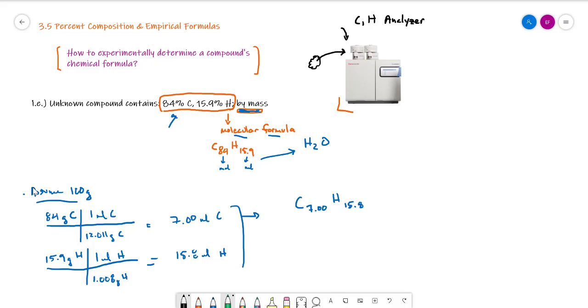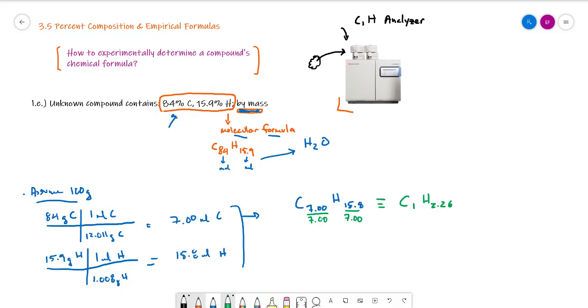And so the next step we need to do is get these into whole number multiples. The simplest way to do that is just to divide by the smallest number in the molar ratios. In this case, this is 7, and we'll divide both sides by 7. And so when we do that, that gives us this new compound with carbon 1, hydrogen 2.26. So we know that there's no such thing as a 0.26 hydrogen atom. You either have a whole one or you don't.